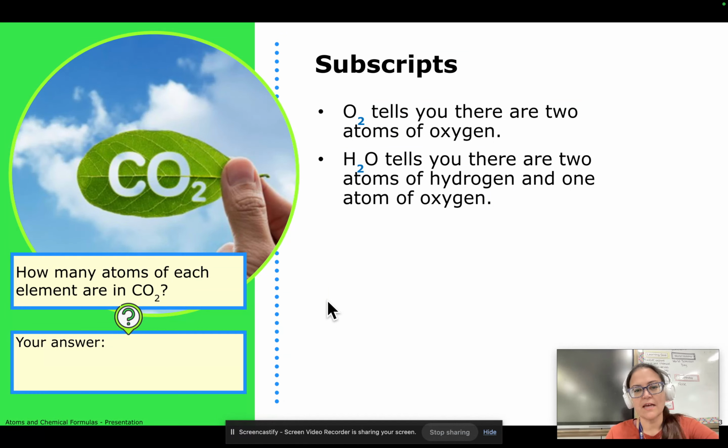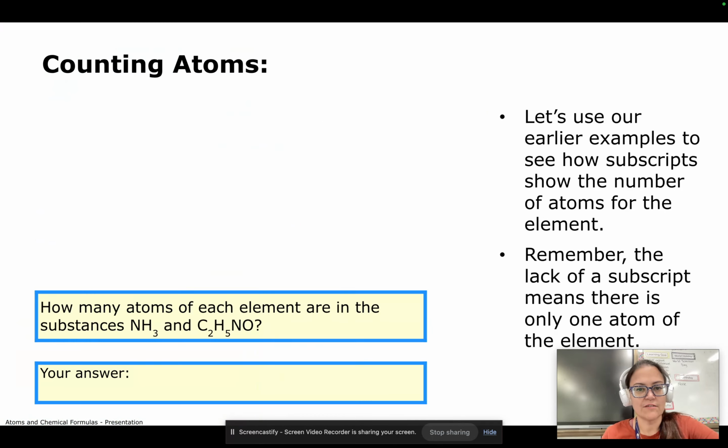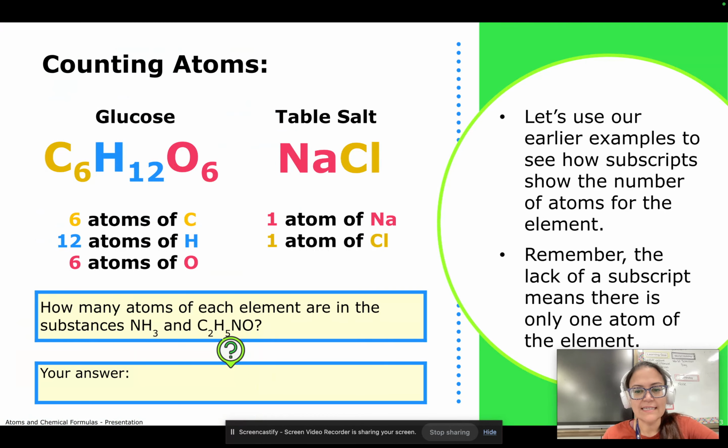Subscript. So O2 tells you that there are 2 atoms of oxygen. H2O tells you that there are 2 atoms of hydrogen and 1 atom of oxygen. So even though this is an element, it is one type of atom, so there's only one capital letter, this is still a molecule because it has 2 of those atoms combined together. Oxygen reacts with a lot of things, so you'll see oxygen in many, many chemical formulas. Oxygen gets around.